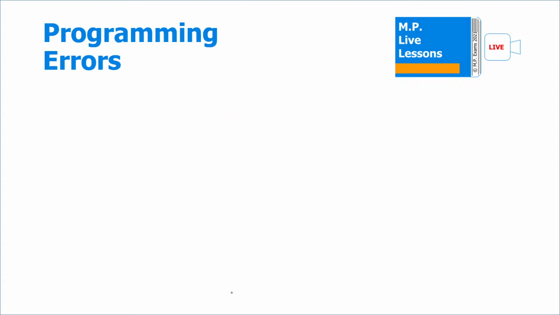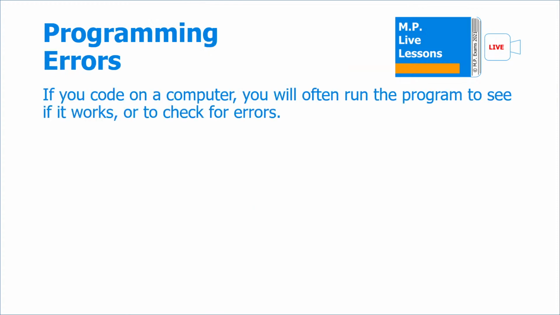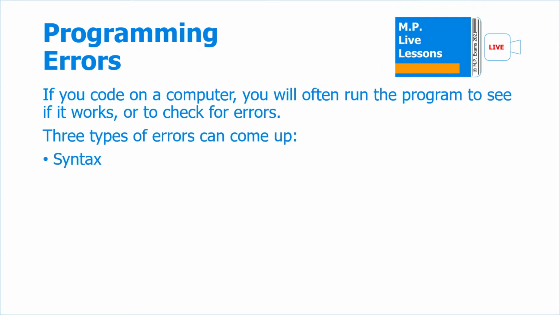Next, we're going to look at programming errors. Now, if you code on a computer, you'll often run the program to see if it works or really to just check if there are errors, if it's right. There are three errors you can find. First is a syntax error, a logic error, and a runtime error.